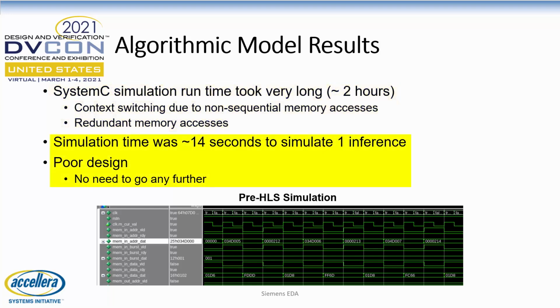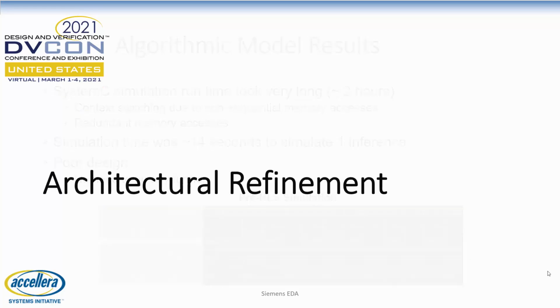The pre-HLS simulation showed that it took 14 seconds to simulate one inference. Our design goal is 1 second to perform one inference. So this design is not sufficient, and there is no need to go any further. The pre-HLS simulation has shown us everything we need to know in order to decide that the design should be optimized before we go to high-level synthesis. The next section covers how we can refine the architecture of our model to achieve our performance goals.